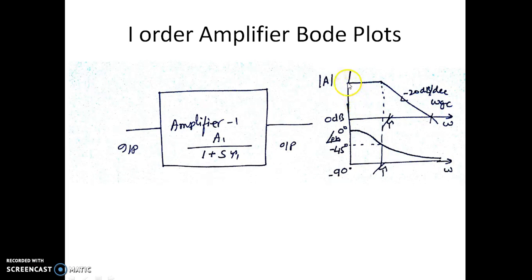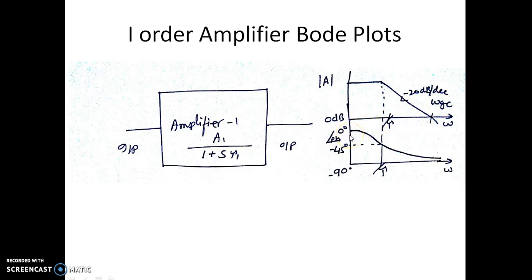Till 1 over tau 1, the amplitude of the amplifier will be constant. Afterwards, it decays with a slope of minus 20 dB per decade, and it is passing through this 0 dB line. The frequency at which this magnitude plot crosses 0 dB is nothing but omega GC. We call it the gain crossover frequency.